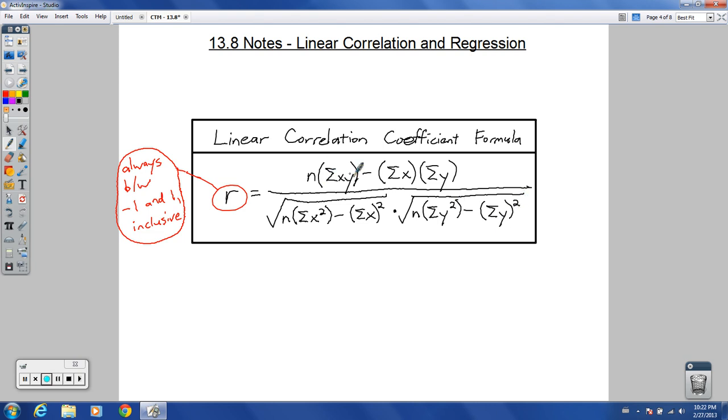Why this formula works, we're not getting into that in this class. That's beyond the scope of this class. But this is the formula we're going to use to find the linear correlation coefficient. And from there, I want to talk about a couple of tables, or actually one figure and one table.